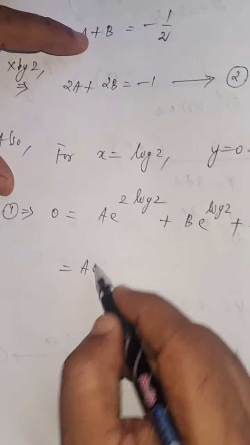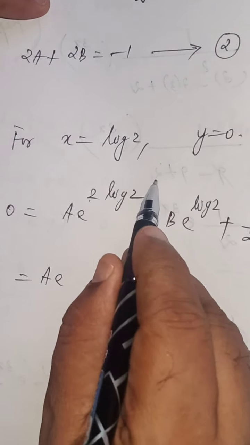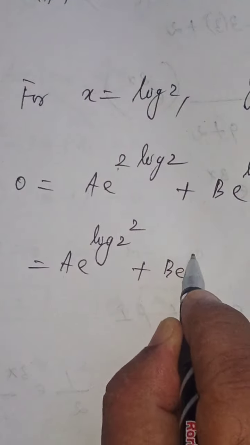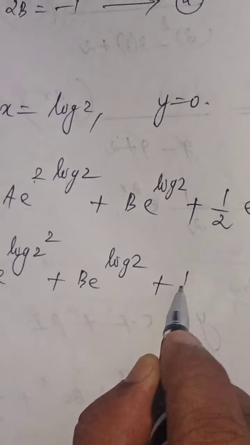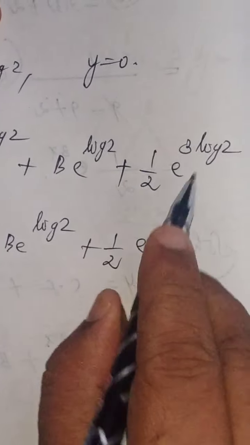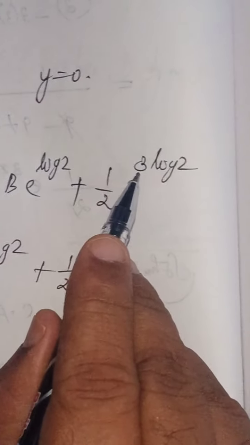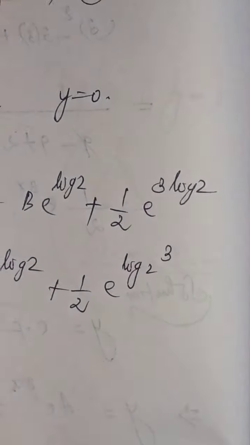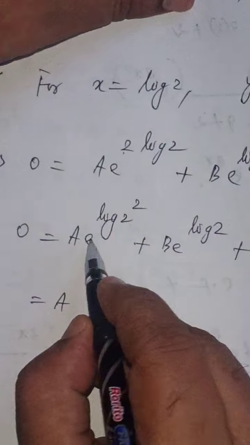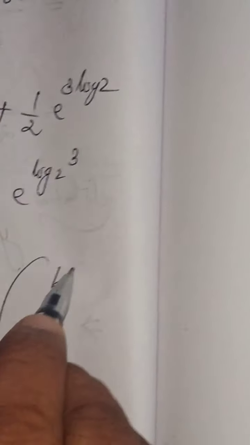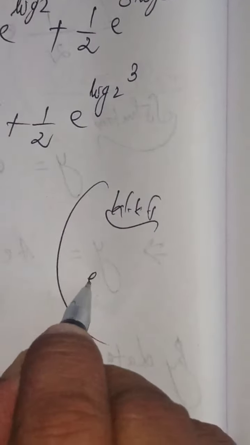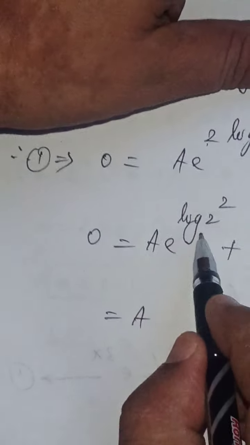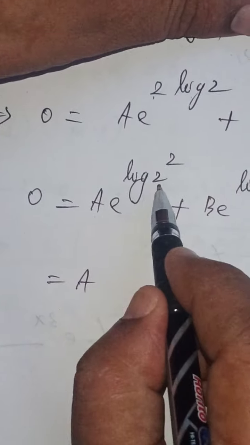It equals a into e power, and anything before a logarithm should be taken as the power. So you can write log 2 square, e power log 2 as it is. Here, since 3 is before the logarithm, it should be taken as the power, so you will get log 2 cube. We know that e power log a is equal to a. Therefore, e power log, you will get 2 square only. These two get eliminated, and you will get 2 square.